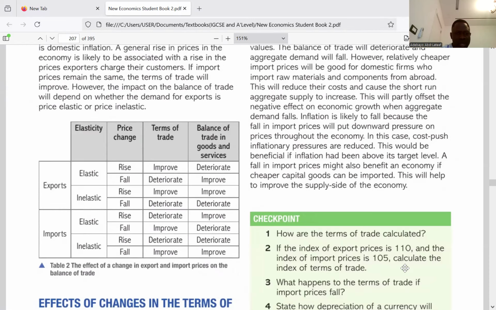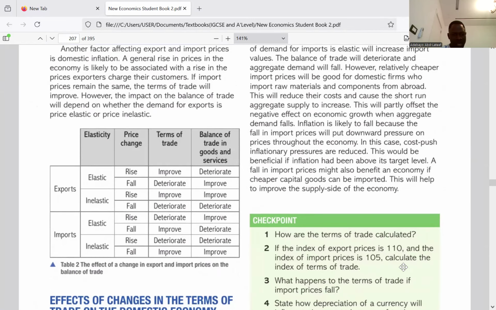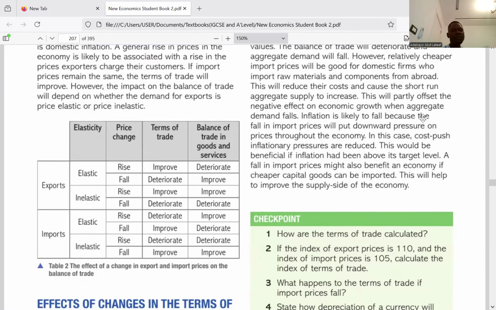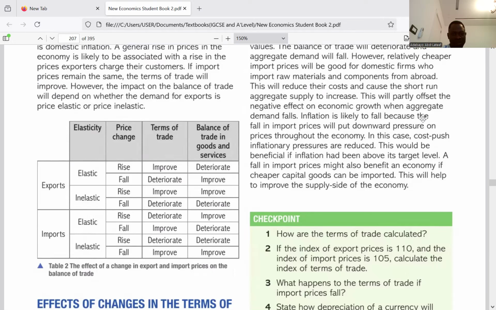So let's see the table here. They made the table analysis here: elasticity, the price change, terms of trade, balance of trade in goods and services. So for export, if it is elastic, a rise in price will bring about improvement in the terms of trade, but deterioration in the balance of trade because demand is price elastic. People will stop buying, and that will bring about deterioration in the balance of trade for export. I think you get the point here.